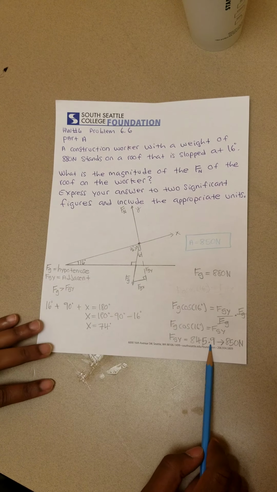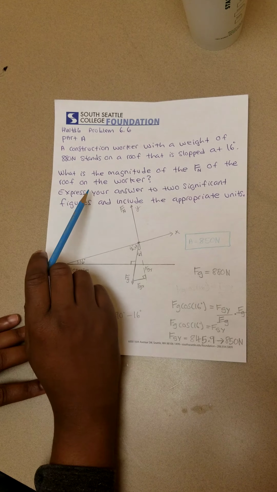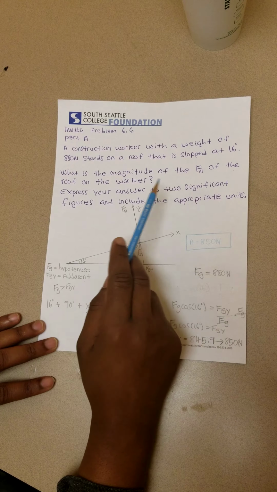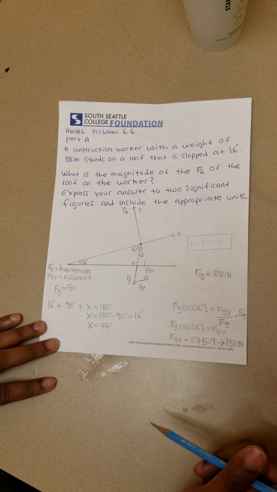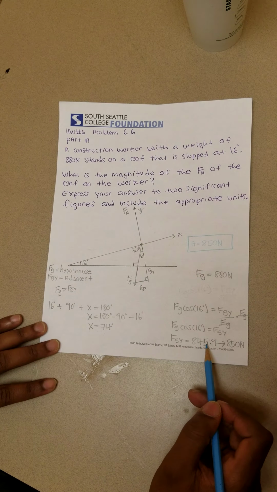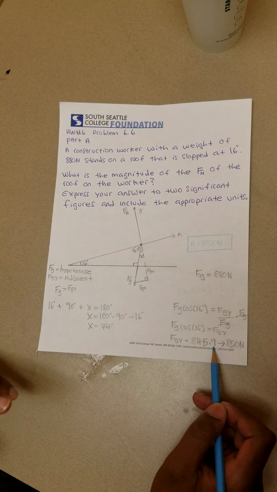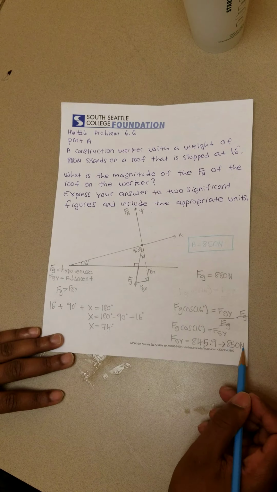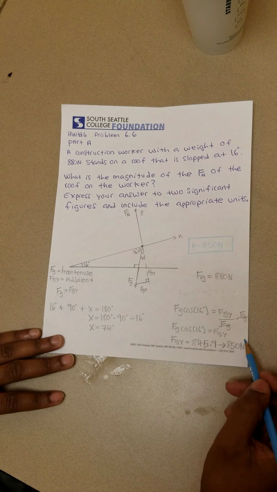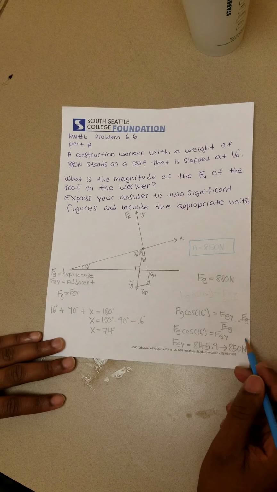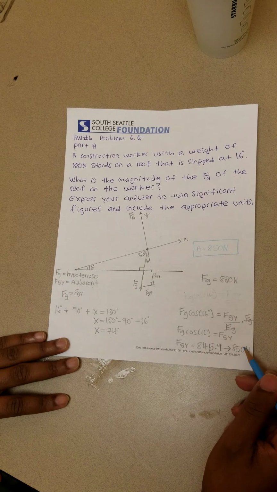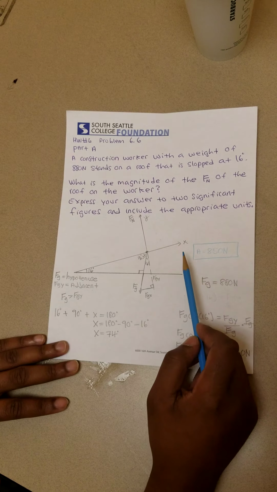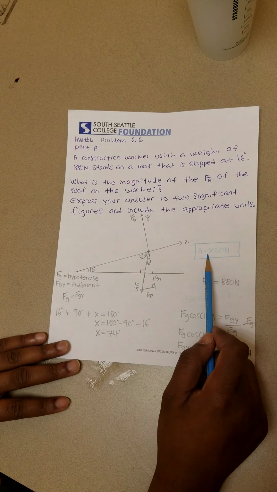But let's not forget that the question is asking us to have our answer as two significant figures and to include the appropriate units. So because 849.9 newtons is not two significant figures, we round it off and say that it's 850 newtons. And we know that the 0 is a trailing number and it's not a significant figure. So we write it off and say that our answer equals 850 newtons.